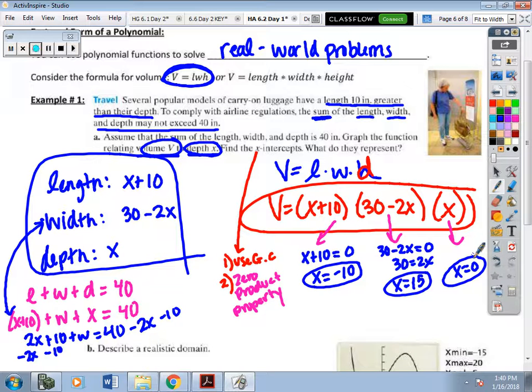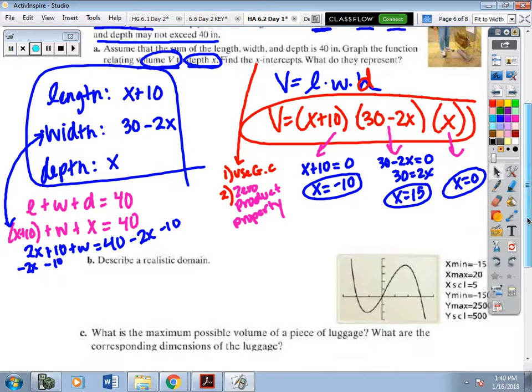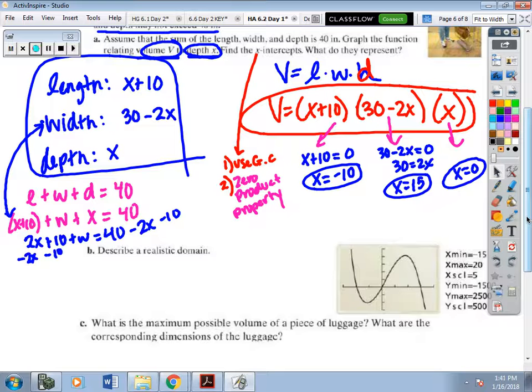Quite a few of you forgot that when there's just an x, you still have to use the zero product property, when we were in chapter 5. So the x-intercepts are those numbers. All right, and you can actually see them below because I put this picture on your notes. You can see our x-intercepts.